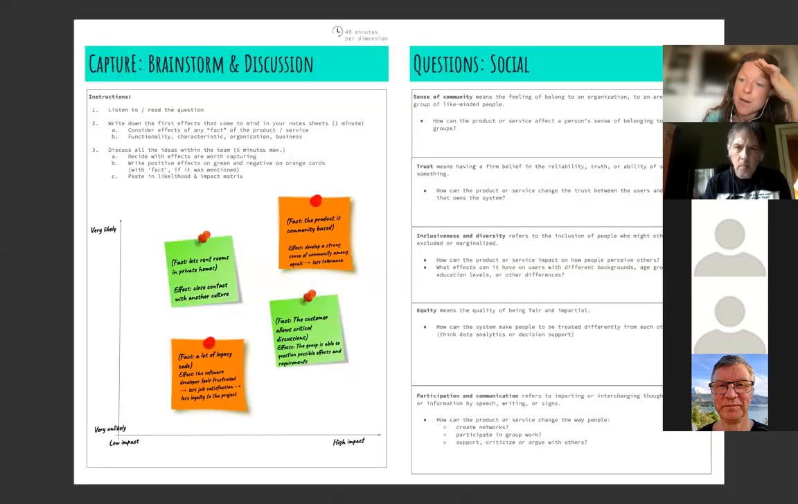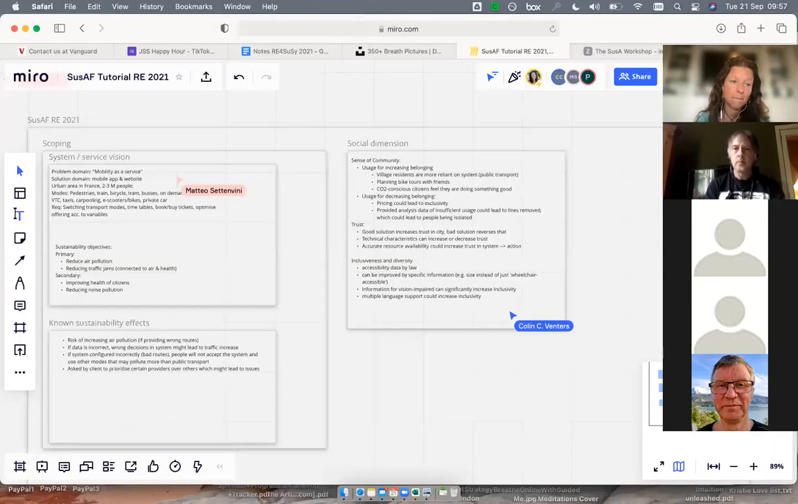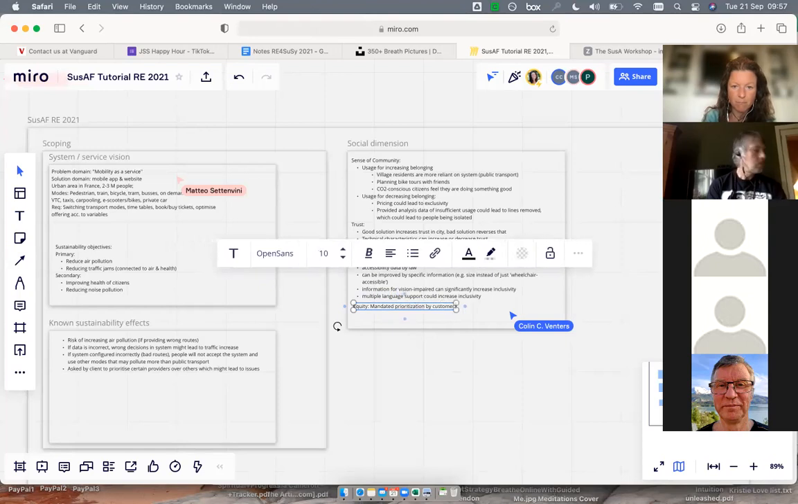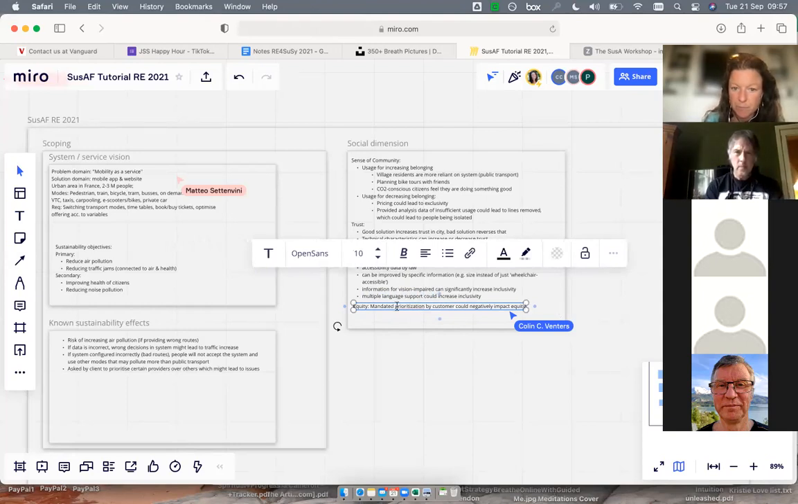And then we have equity. Is there a way the system could make people be treated differently from each other in terms of decision support? Or is everybody treated the same? Can we think of a case where equity could be undermined? One we mentioned before, which is prioritizing certain providers over others. That can also have a financial impact. Yes. Very good one.